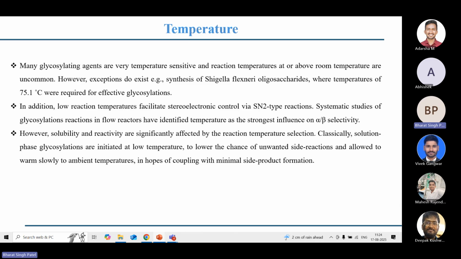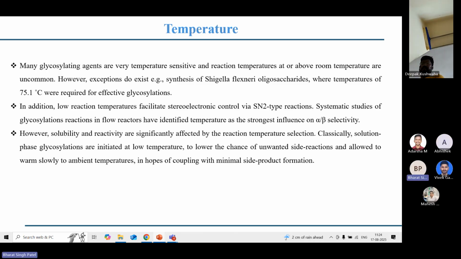Temperature also manipulates the reaction outcome. As we know, since we're doing the glycosylation reaction, it used to be done at low temperature, below or at room temperature. But there is an exception for the synthesis of Shigella flexneri oligosaccharide, where the temperature needs to be 75 degrees for the effective glycosylation. Other than this, the majority of glycosylations have been done at lower temperature.